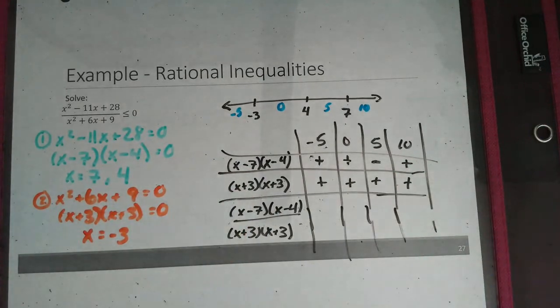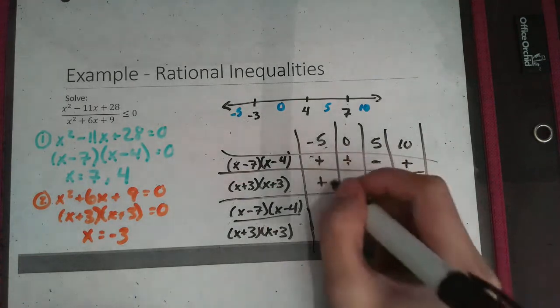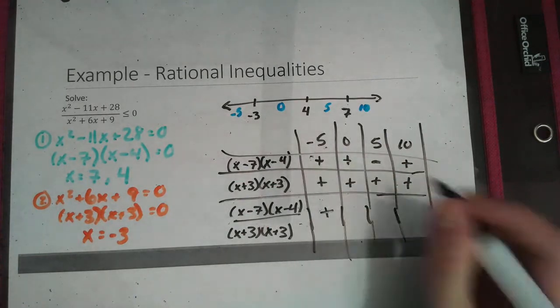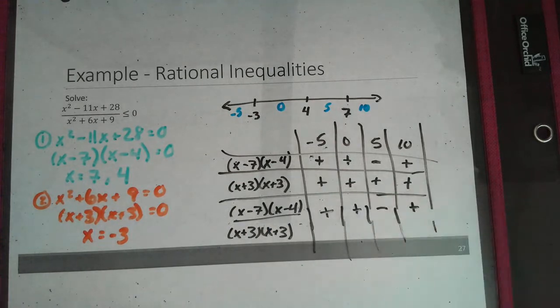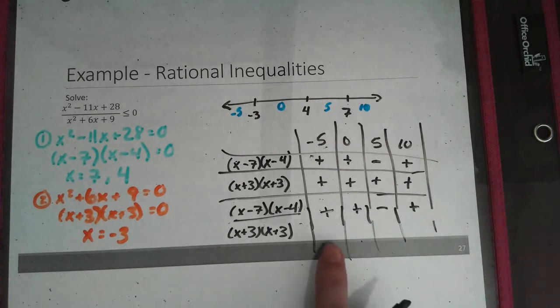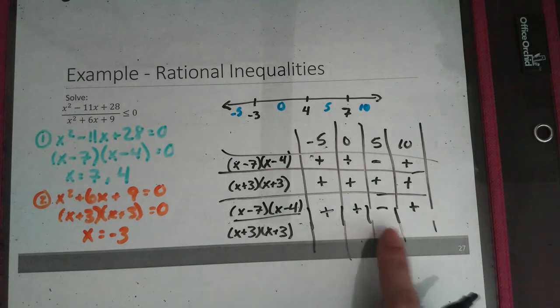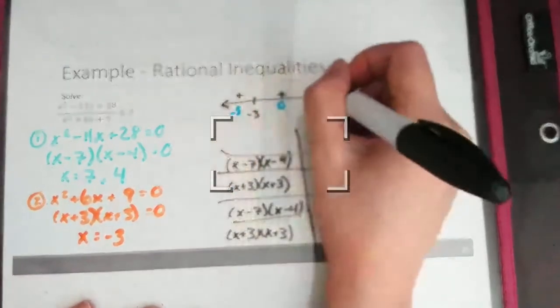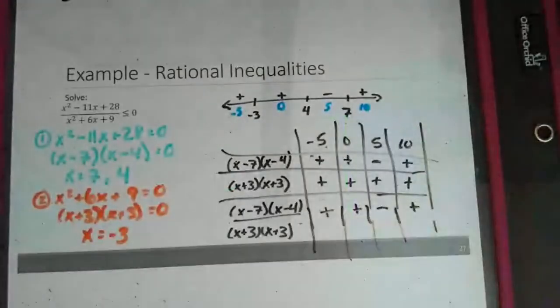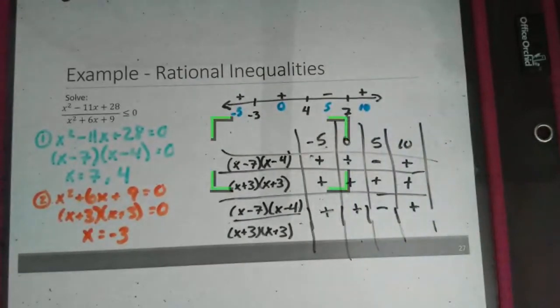And now I just need the value of the overall fraction. So positive over positive, that's positive. Positive over positive is positive, then negative, and then positive. So the overall fraction goes positive, positive, negative, positive.